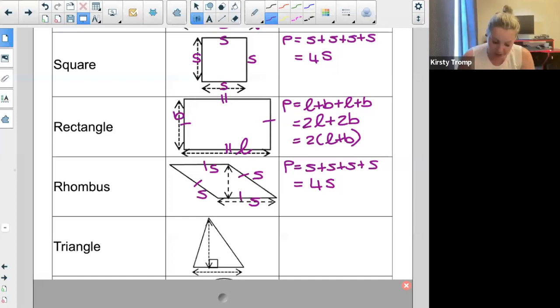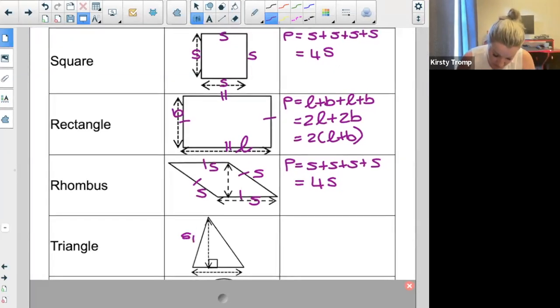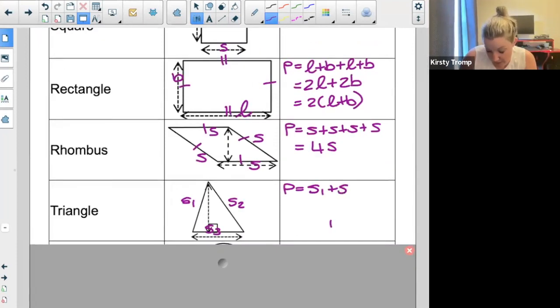So we're looking at the triangle next. In a triangle, there are 3 sides. This is side 1, this is side 2, and this is side 3. So to get the perimeter, I say side 1 plus side 2 plus side 3.